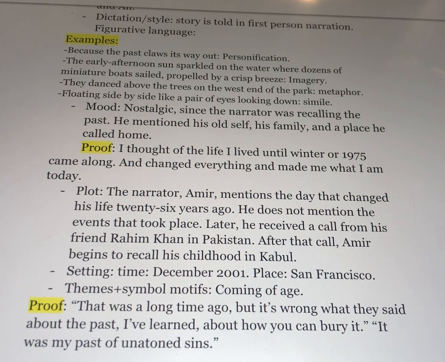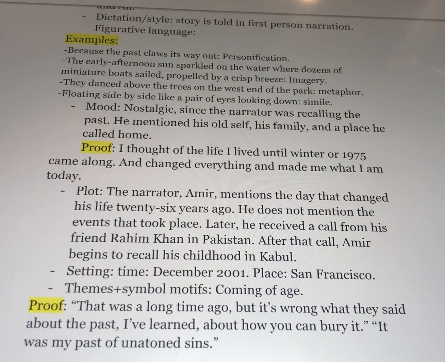So now the plot. The narrator, Amir, mentions the day that changed his life 26 years ago. He does not mention the events that took place. Later, he received a call from his friend Rahim Khan in Pakistan. After that, Amir begins to recall his childhood in Kabul. So basically, we can sense from this small chapter that Amir is currently not living in Kabul. He is living outside Kabul where he spent his childhood, and something happened in Kabul in the winter of 1975 that changed him forever.